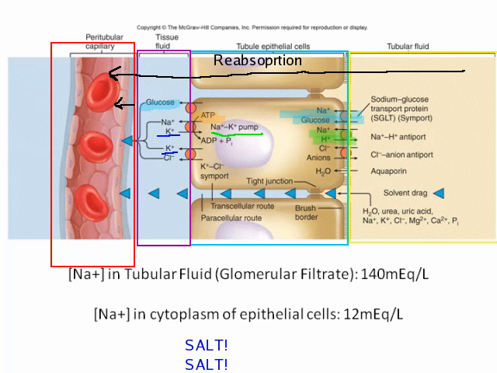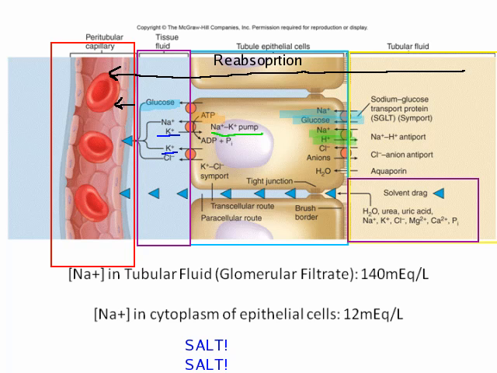And when it moves, look at everything it's going to pull with it. Here's the concept of solvent drag coming into play. It's going to move urea. It's going to move uric acid. It's going to pull more sodium with it, more potassium with it, more chloride with it. It's going to pull magnesium, calcium, and phosphate. It's going to pull it all with it.